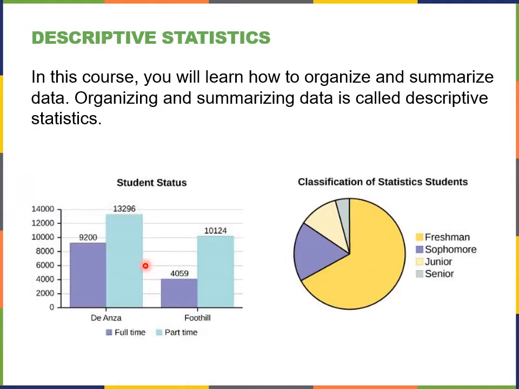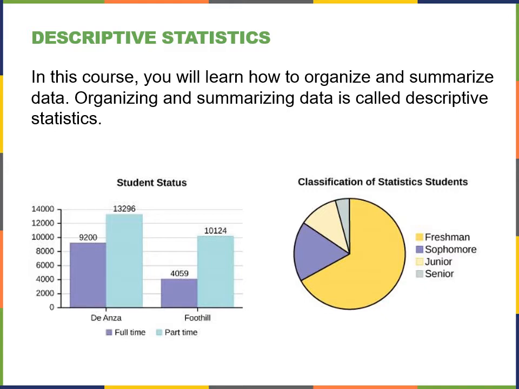Descriptive statistics. We're going to talk about two parts of statistics. One is descriptive statistics, where we do the first part, which is organizing and summarizing our data. We could do it with that dot plot that we just saw. We could do it with a bar chart. We could do it with a pie chart. But this whole step of descriptive statistics is about organizing and summarizing your data. That's going to be the first part of the semester.